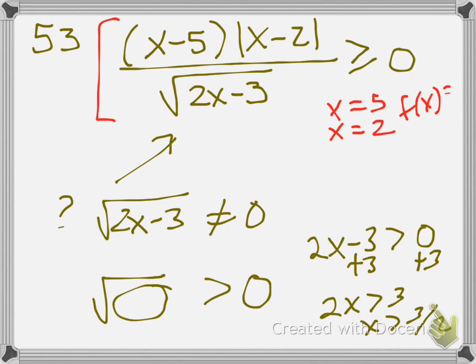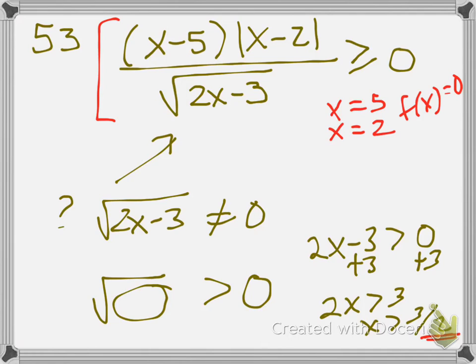Okay. So we know that those are both solutions because this is greater than or equal to 0, and if x equals 5, it equals 0. If it equals 2, it equals 0. And both of those numbers are bigger than 3/2, so both of those numbers are okay. So now the question is, what happens at those two numbers? Do we cross the axis and go to the negative, or do we not?